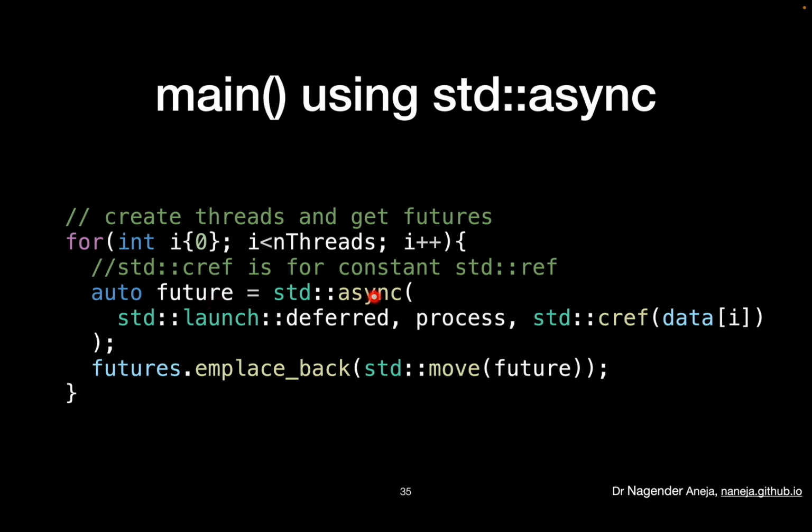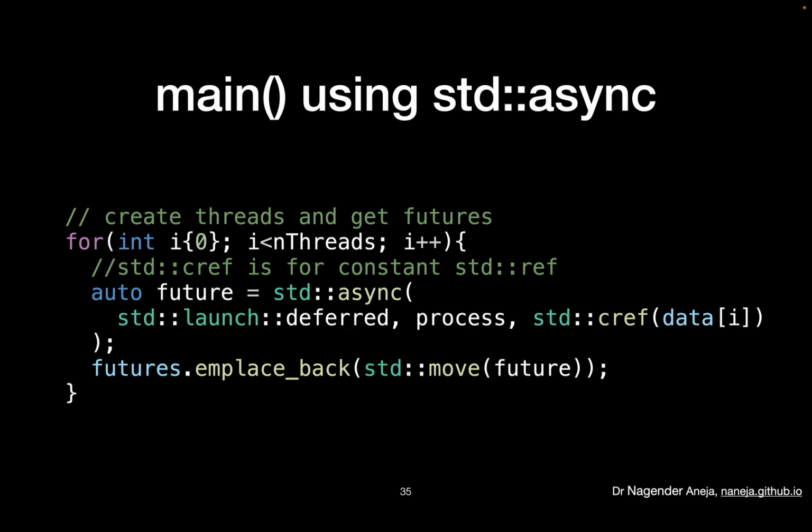So std::async creates the future, and here we are using the deferred option. Deferred means don't create the thread right now, only when it's actually required. And when will it actually be required? When we call get or wait, because then our main can't proceed, so the result is required. So std::launch::deferred, and then the process function to be used.